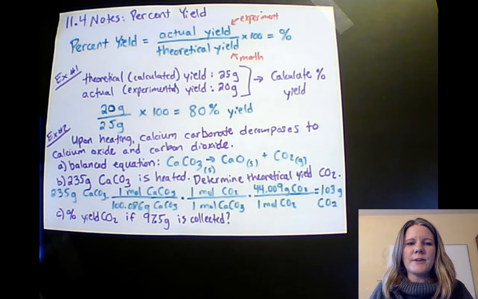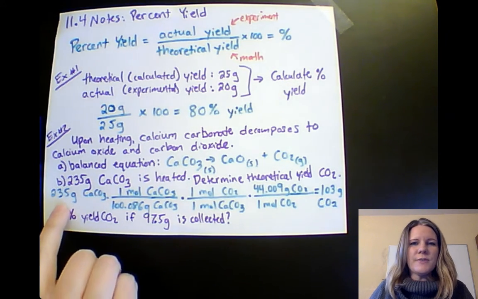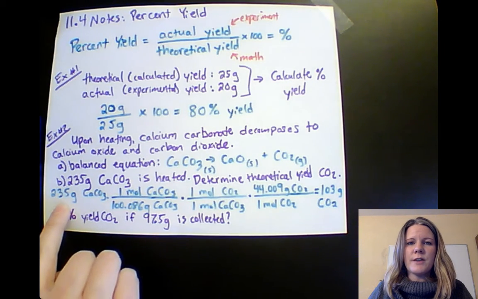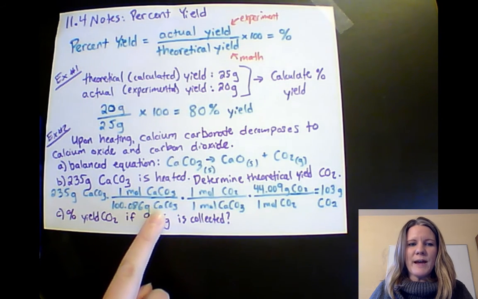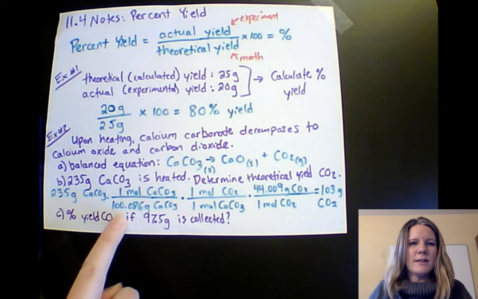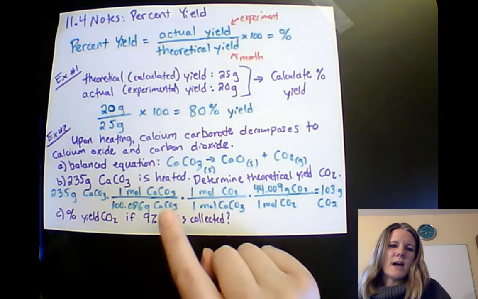And here's how I got the theoretical yield of carbon dioxide. 235 was the number given, so start there. Make the units match. Grams per mole, we can calculate a molar mass using our periodic table. And moles on top, moles on the bottom.